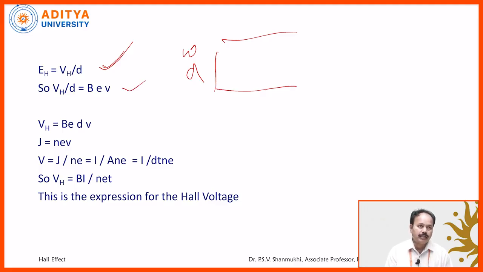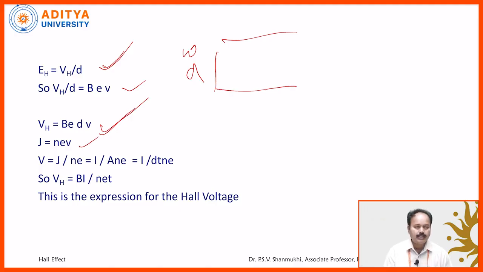From this equation, VH is equal to BeV into D, where B is the applied magnetic field, e is the charge of the particle, D is the separation of the plates or the width of the specimen, and V is the velocity. You can take W or D, no problem.